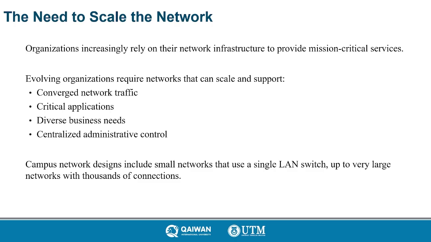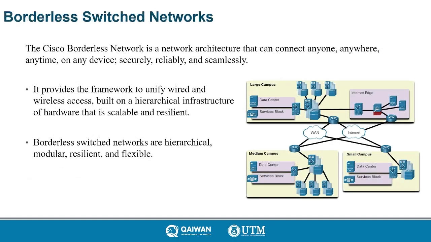Campus network designs include small networks that use a single LAN switch. Okay, so campus network designs are not necessarily very big network configurations. Sometimes they use a single LAN switch, up to a very large network with 1,000s of connections. So when we say campus network, we mean a very simple network that only consists of a LAN switch, or one switch, up to a very large network with 1,000s of connections. Okay, so campus network is a very general term that we will use.